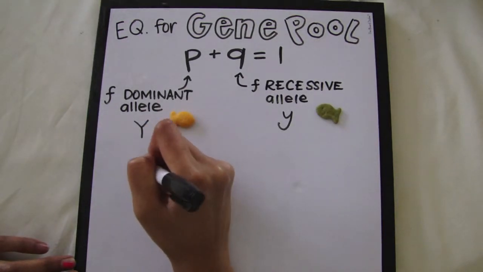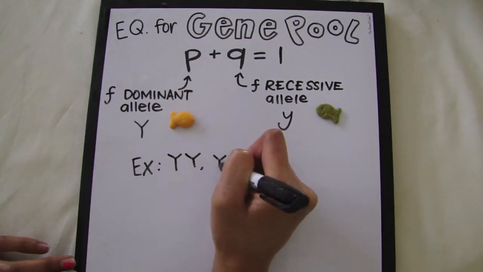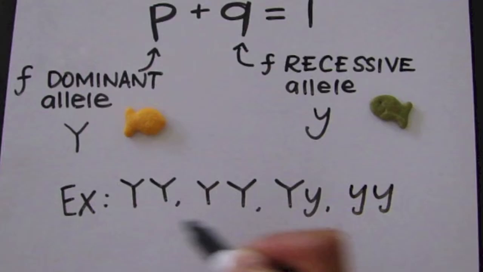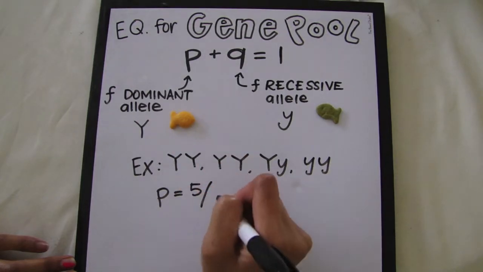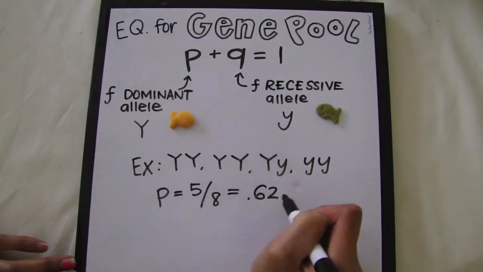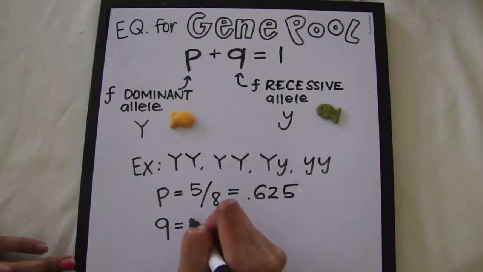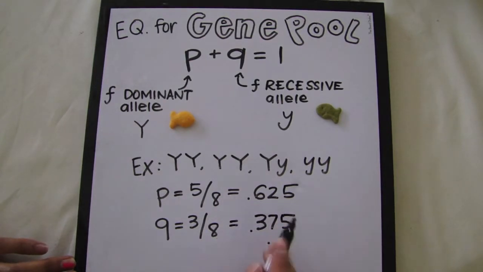So if we take a small sample of our fish population, we have a homozygous dominant, another homozygous dominant, a heterozygous yellow goldfish, and a homozygous recessive. What is P and what is Q in our gene pool? Well, we would solve this simply by counting up the big Y alleles out of the total number in our gene pool of 8 alleles, which gives us 0.625 for P. There are two ways to find Q. You can either count the little y's, 3 out of 8, or simply subtract 0.625 from 1 and you get 0.375.